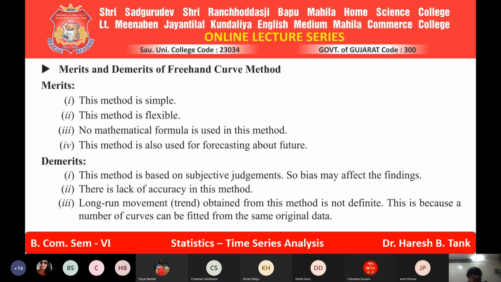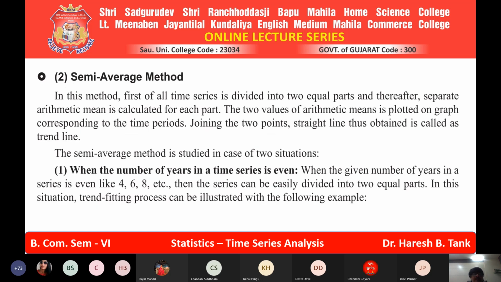The demerits of this method are that it is subjective, it is judgmental, it lacks accuracy, and the long run movement obtained from this method is not defined. This is because any number of curves can be fitted from the same original data. In an examination, if they ask you what the merits and demerits are, this is how you have to write it down, right? Okay. Shifting to the new method, the semi-average method.